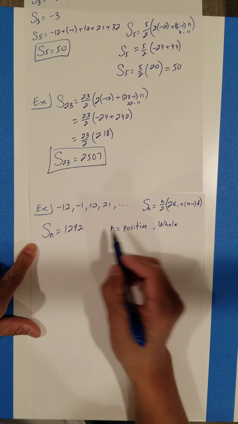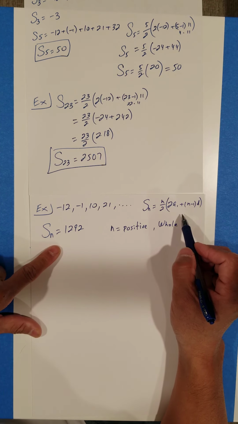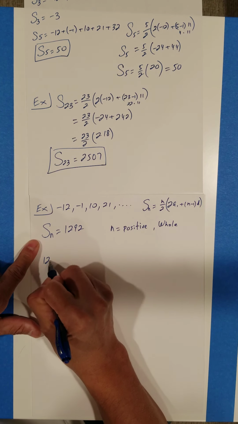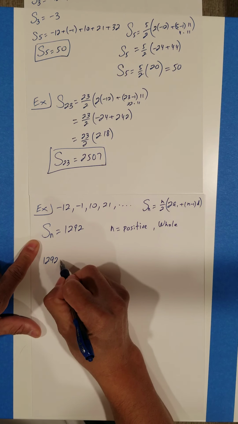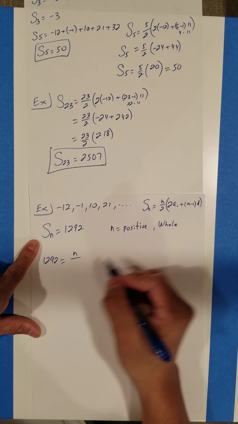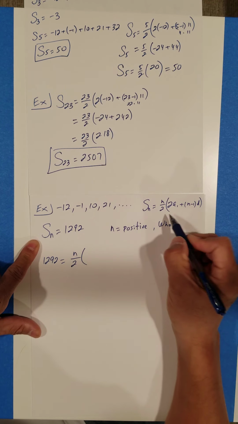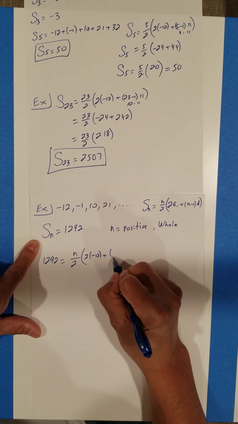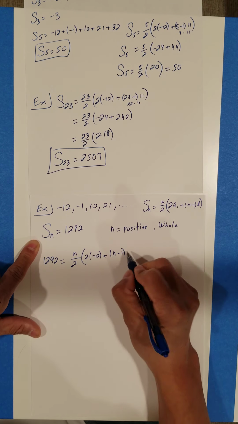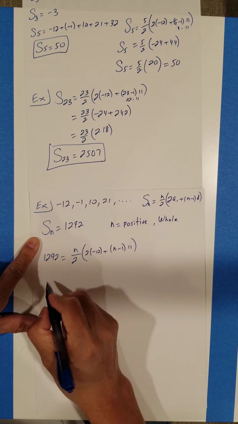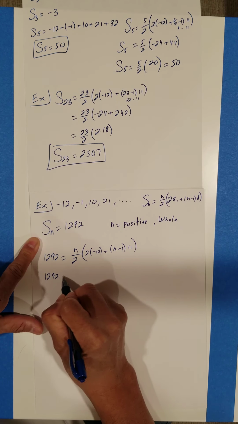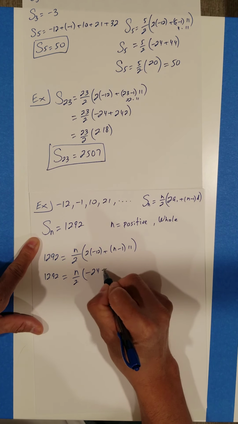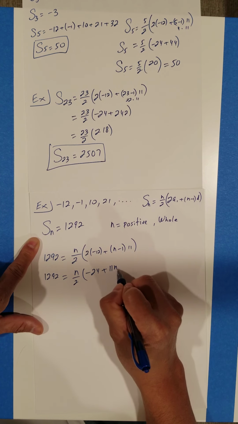So we're going to use this formula and plug in everything we know. The only thing we don't know is n. We know the S, we know the sum. So 1,292 goes on the left-hand side. N I don't know. N I don't know. So I'm going to leave it at n over 2. Now, what's 2a1? 2 times negative 12. Again, I don't know n, so I can't put anything there. Times 11. So 1,292 equals n over 2, negative 24 plus 11n minus 11.